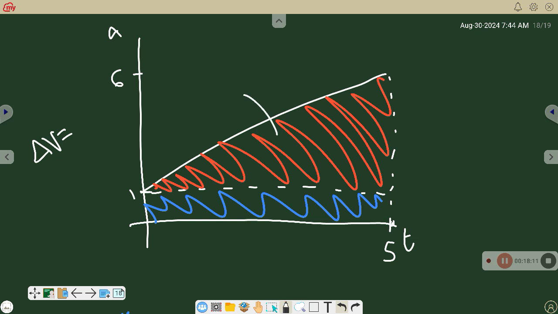This triangle has a base of 5 and a height of 5, so that's 25 divided by 2, which is 12.5. Then our rectangle has a base of 5 and a height of 1, so the total area there will be 5. So we add those two together. 17.5 meters per second is the answer to the question, how much did the velocity of this object change over the course of this time?